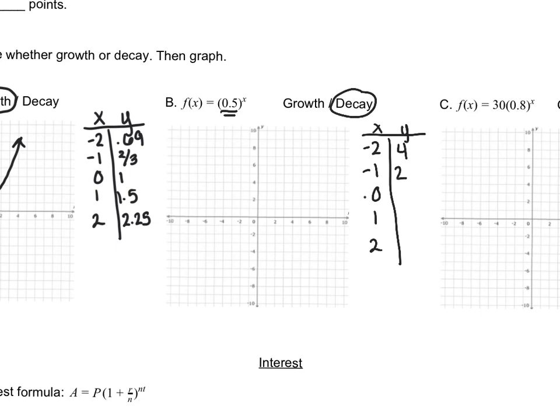0.5 to the power of 0 is 1. 0.5 to the power of 1 is 0.5. And 0.5 squared is 0.25. So we're going to go ahead and plot that. -2, 4. -1, 2.